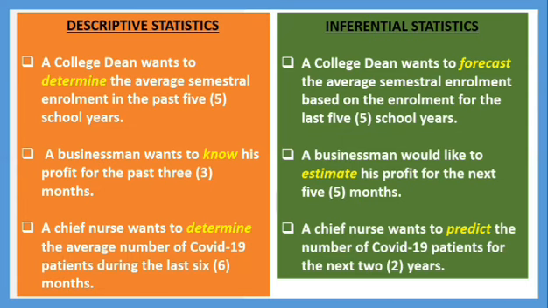And the last example under descriptive statistics, a chief nurse wants to determine the average number of COVID-19 patients during the last 6 months.